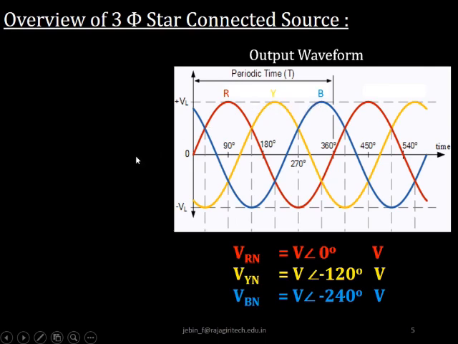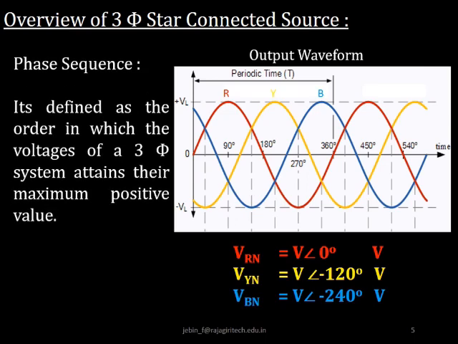Now with this, we are going to define a new terminology in three-phase system, which is called phase sequence. The phase sequence is defined as the order in which the voltages of a three-phase system attain their maximum positive value. If you look into the figure, the order in which the maximum positive value is attained is first by R phase, followed by Y phase, and followed by B phase. So I can say the phase sequence of the above waveform is nothing but R, Y, B.